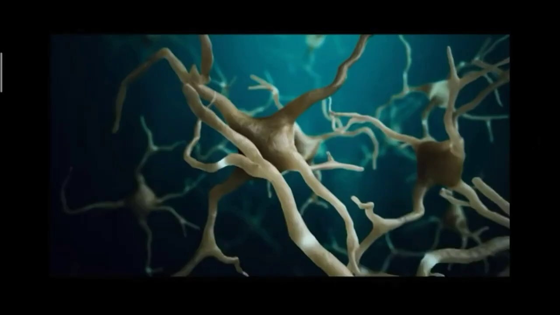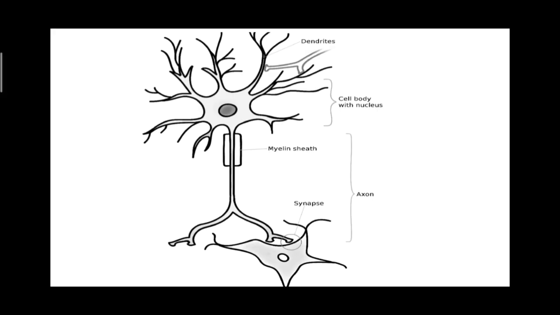Here you can see neurons. Okay, the basic unit of the brain. Basically, these are connected with each other to form a network so that signals from the brain can reach various parts of your body. Okay, this is how a neuron looks like. So basically there are three parts: cell body, axon and synapse.